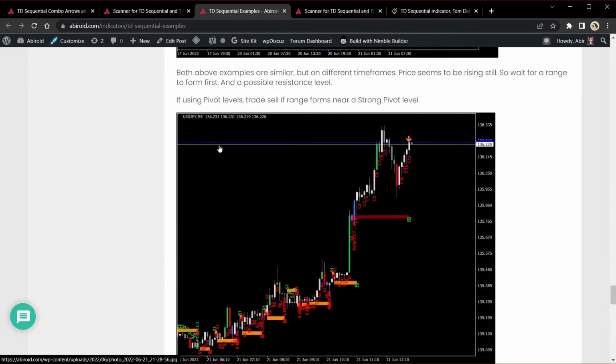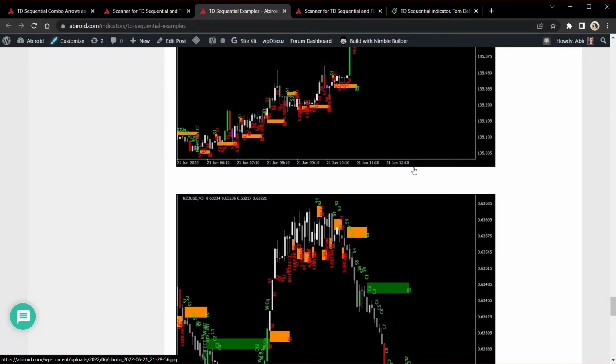So all of these signals are for M5 time frame. So this will mostly provide me with very good quick scalping signals.